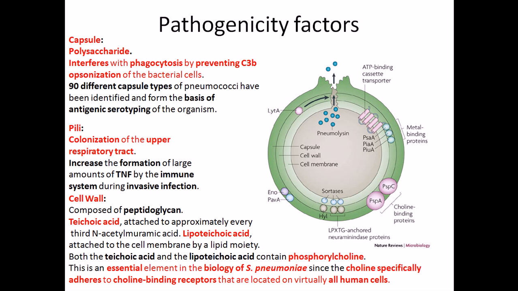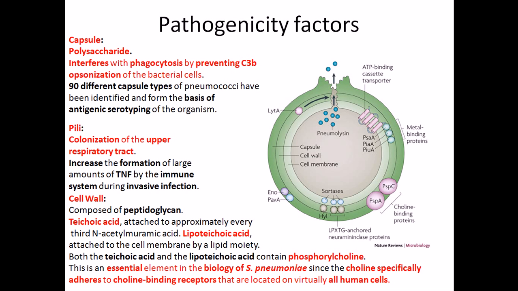There are 90 different types of capsules isolated and identified on the basis of the antigenic serotype of that organism. That's a fact. Now the second thing which is helping them is again extracellular, and that is pili. Pili help them with colonization in the upper respiratory tract, and that is very important. There is an increase in the formation of a large amount of TNF by the immune system during the invasive infection, and pili will help them to finally attach to this upper respiratory tract, which is very important for them to stay there for the longer run throughout our body.